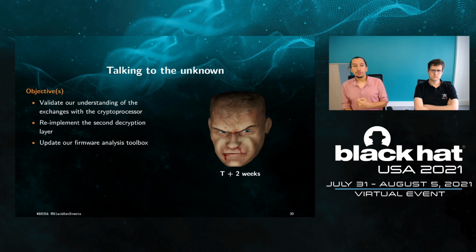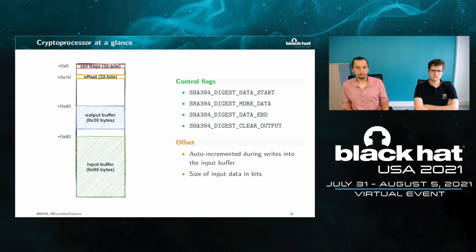So we want to talk to the cryptoprocessor because we need to interface directly with it. To do that, what we observed while reverse engineering is that there is an interface made of, again, hardware registers that are mapped inside the virtual memory of the task. So we will describe a bit the interface with the cryptoprocessor.